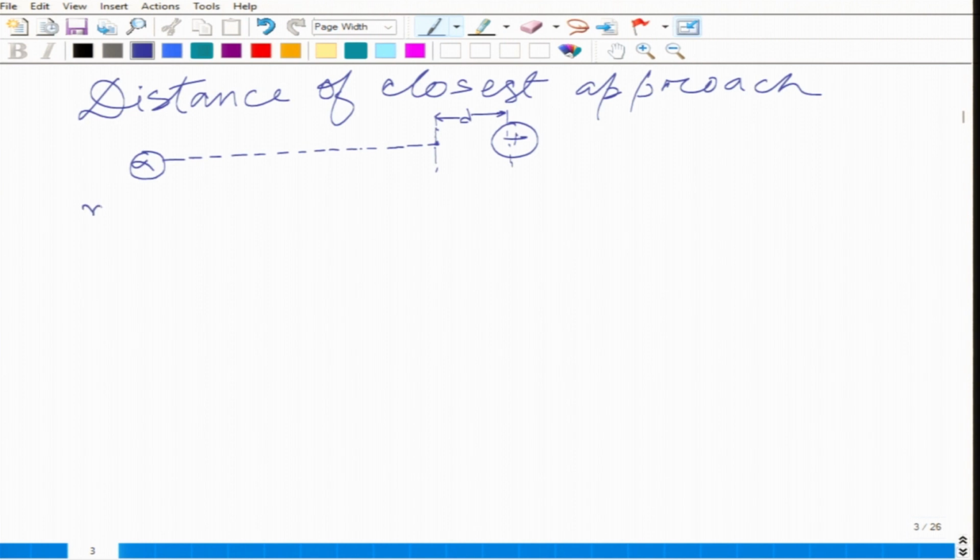Initially the alpha particle had a mass of m and a velocity of v. When it reaches this point, it stops, so now the velocity becomes 0. What is the formula of kinetic energy? Kinetic energy equals half of mv square. So, if at this point the velocity of the alpha particle is 0, then the kinetic energy will also be 0.